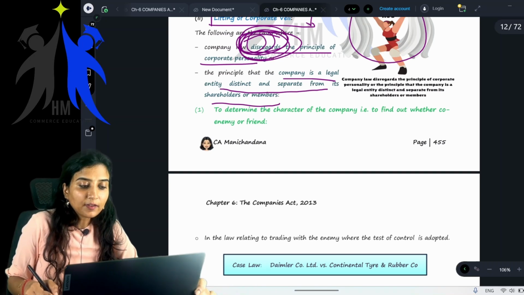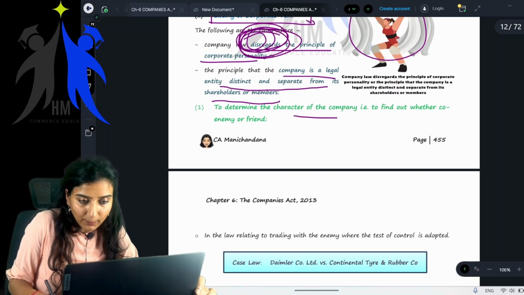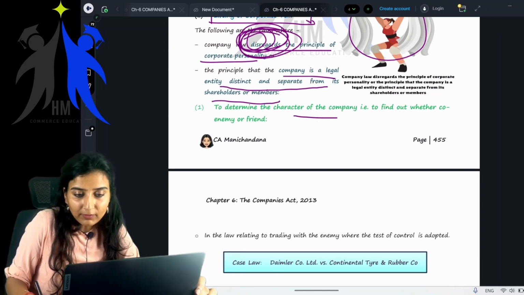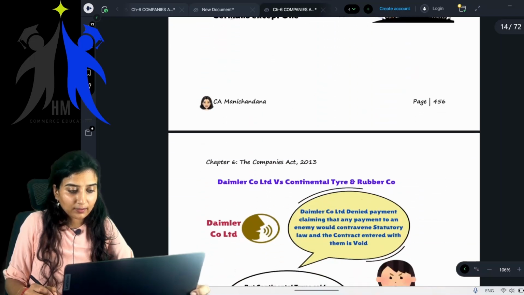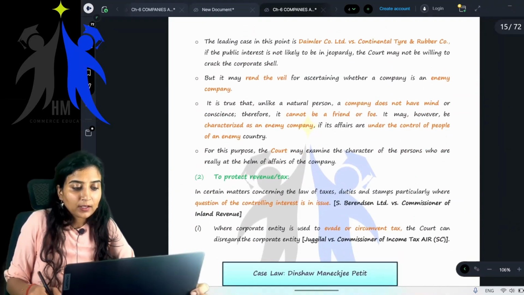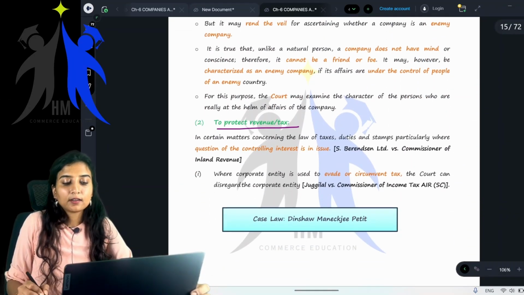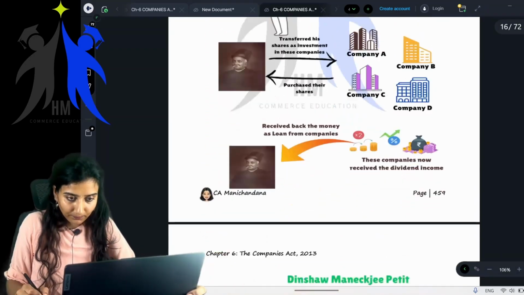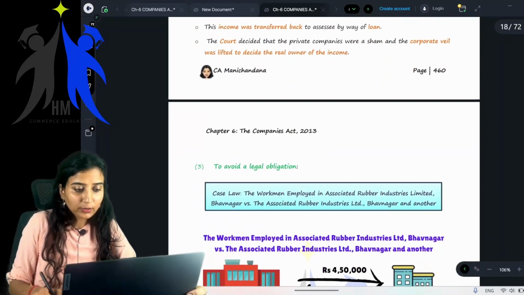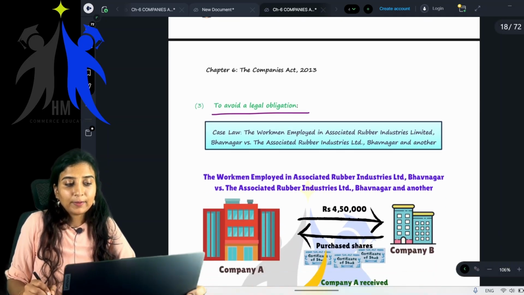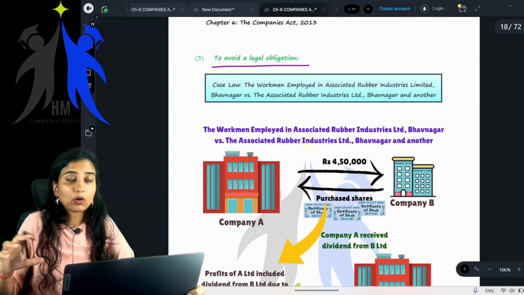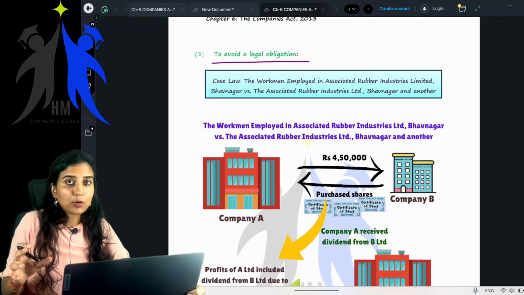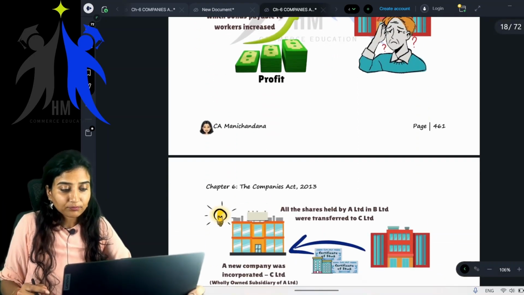The first one is to determine the character of the company, that is, to find out whether the company is an enemy or friend. I'm just reading, not explaining. The second one is to protect revenue or tax. The third one is to avoid a legal obligation, meaning if to avoid a legal obligation they have created a new or different company, even at that point the court will lift the corporate veil.